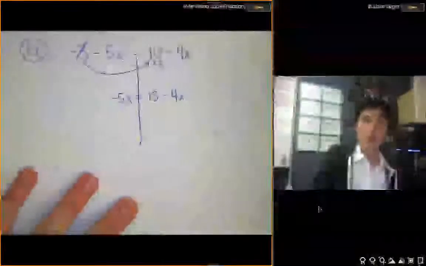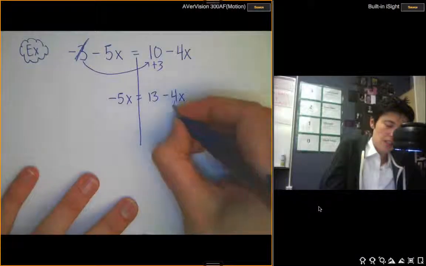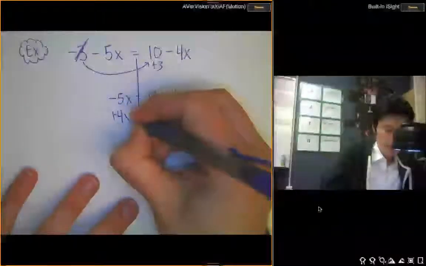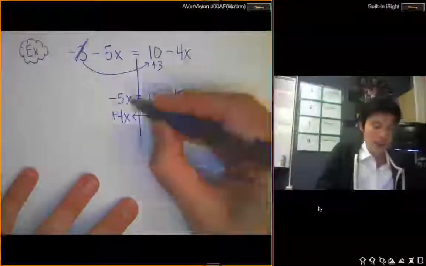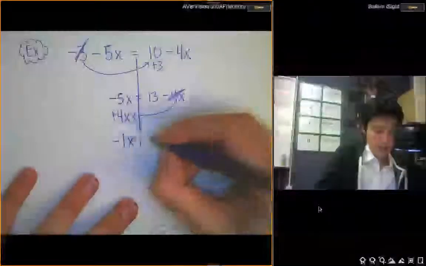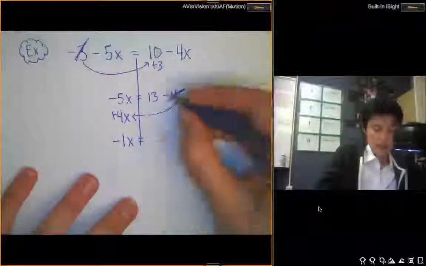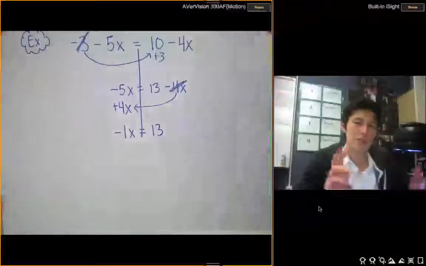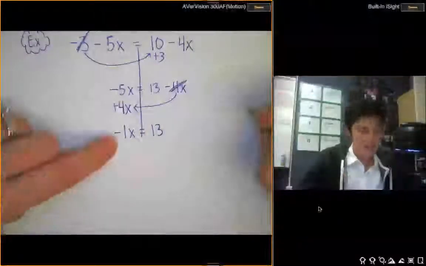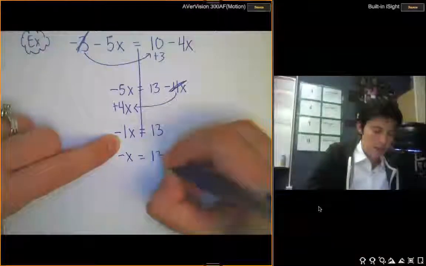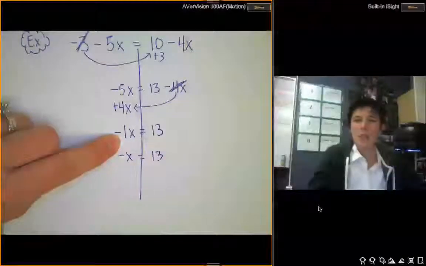And now I want to get those x's together. So I'm going to take the minus 4x, move it over. Negative 4 is going to flip into a positive 4x, like so. And negative 5 plus 4 is a negative 1x. Negative 1x equals 13. Now I could technically try and do division right now, but a negative 1x is really just a negative x tile equals 13. I mean, that's really what it means. We don't usually write the 1.